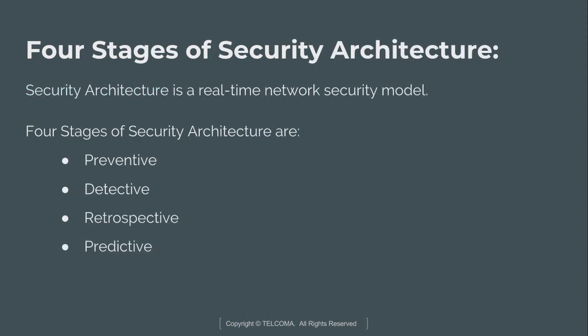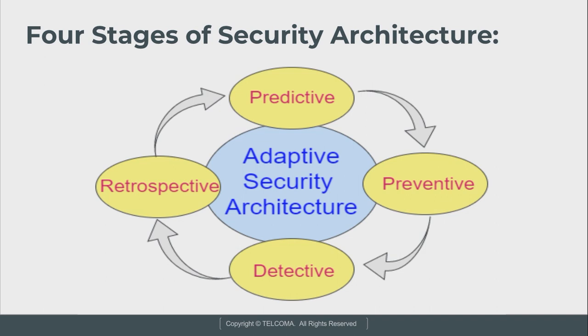So next are the four stages of security architecture. Here the security architecture has four stages known as preventive, detective, retrospective and predictive. So here the security architecture is a real-time network security model. Let's discuss these one by one. Here this diagram shows the four stages of adaptive security architecture: preventive, detective, retrospective and predictive. And these four stages work in a cyclic manner.